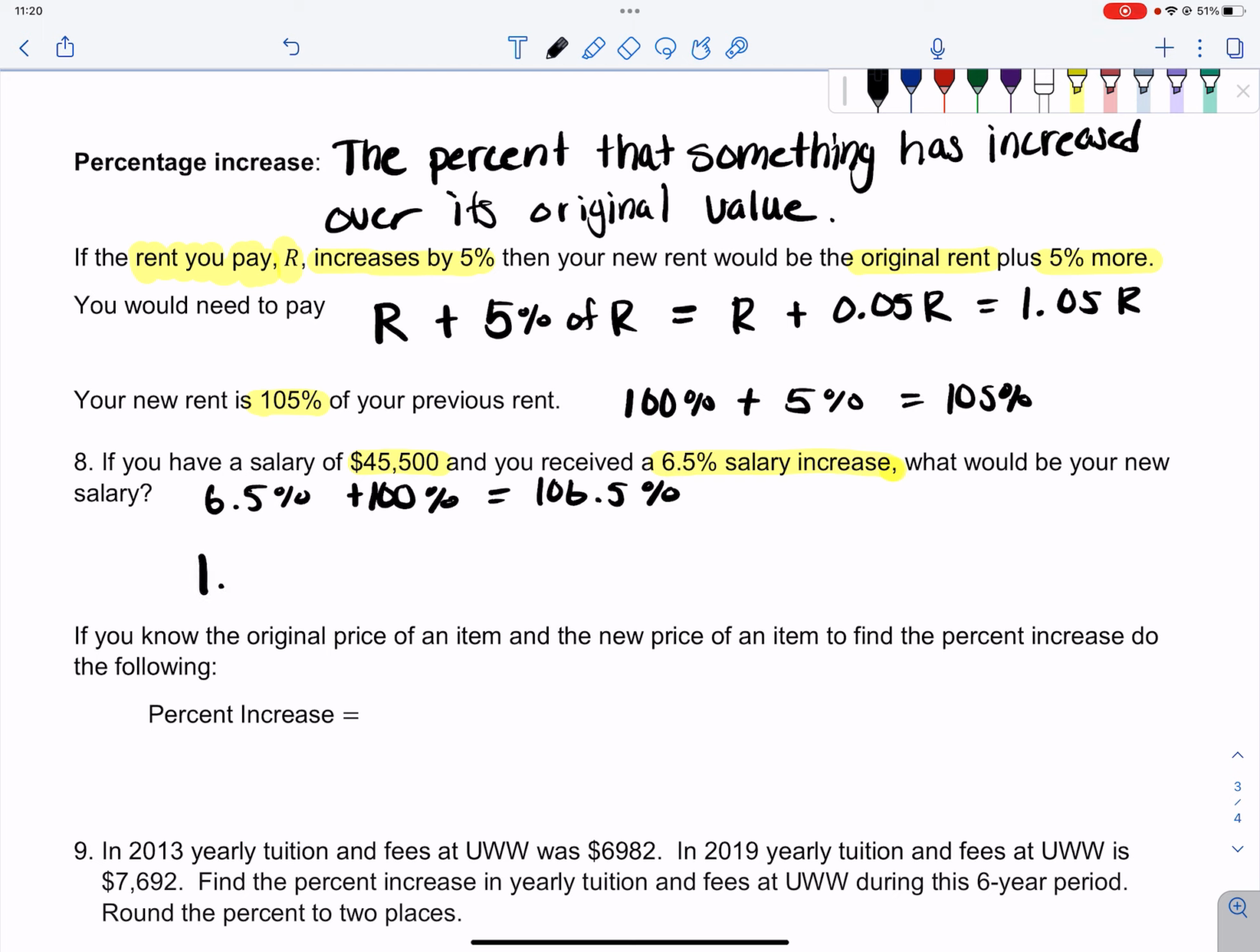And now I'm going to take this and put it into the decimal format. So that's going to give us 1.065. And now I can multiply this by the original salary. So we're going to multiply it by 45,500. And now this will then tell us the new salary. And our new salary should then be $48,457.50.